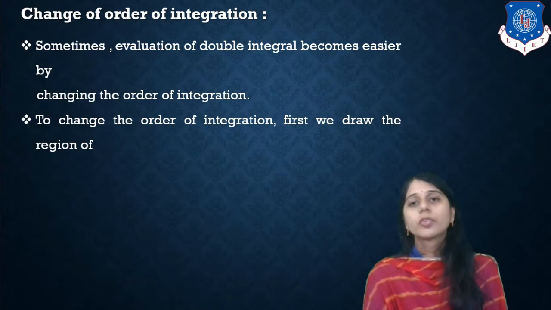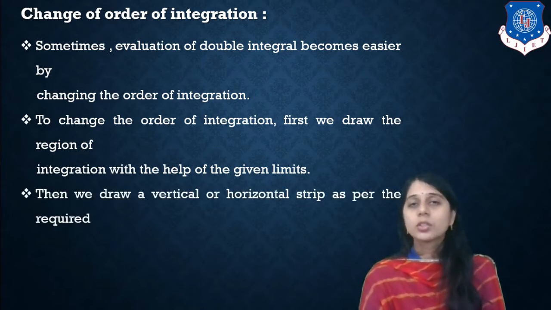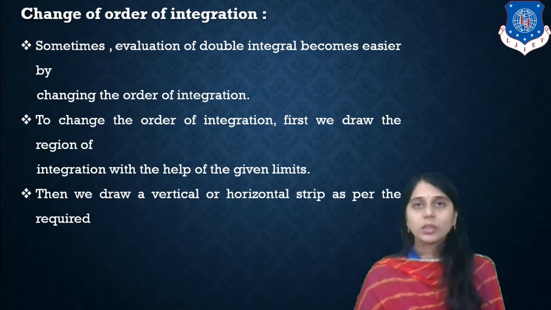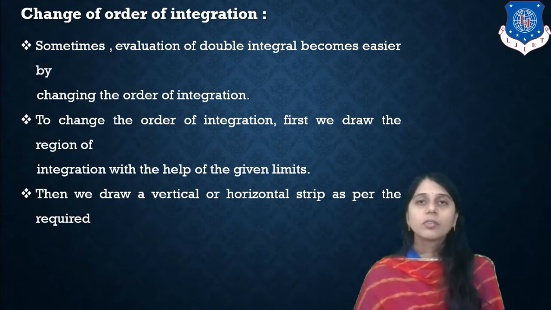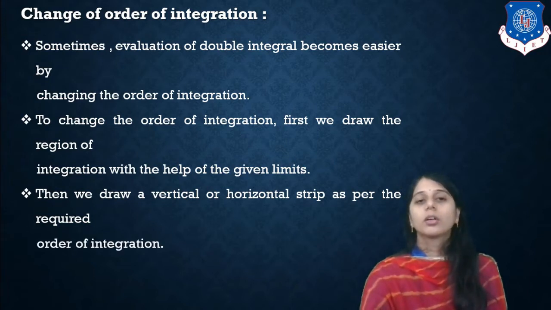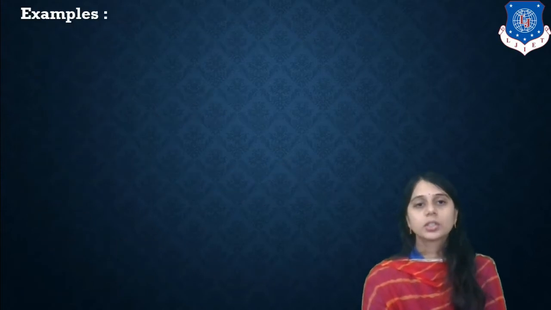For the change of the order of integration, first we draw the region of integration with the help of the given limits. Then we draw the vertical and horizontal strip. In the last session we discussed what a vertical strip and a horizontal strip are. In a vertical strip, we fix the value of x and vary the value of y. In a horizontal strip, we fix the value of y and vary the value of x. So the change of the order also changes the limits of the integration.